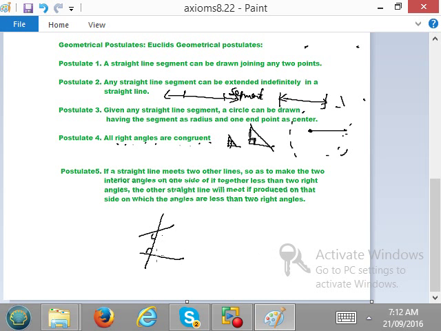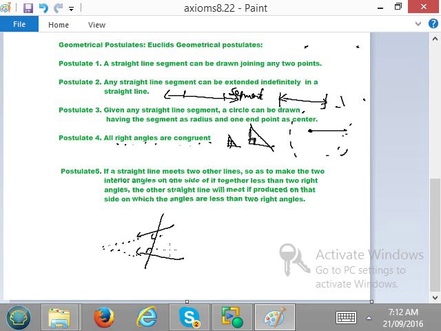Here, I will make dots. Each of these two angles may be more than 90, and the total may be more than 180. On one side, if this is less than 180 and we extend these two lines, they will meet. That's what Euclid says. If we extend these two, they will meet somewhere. That's what it says.